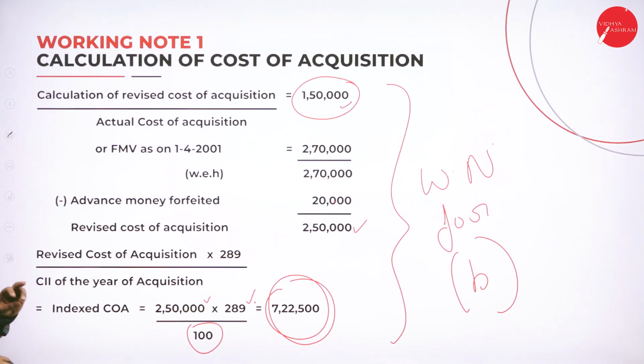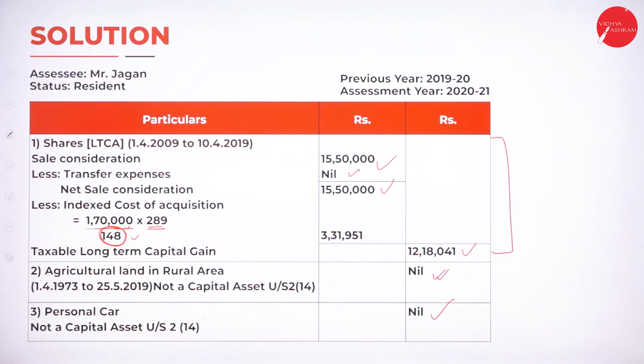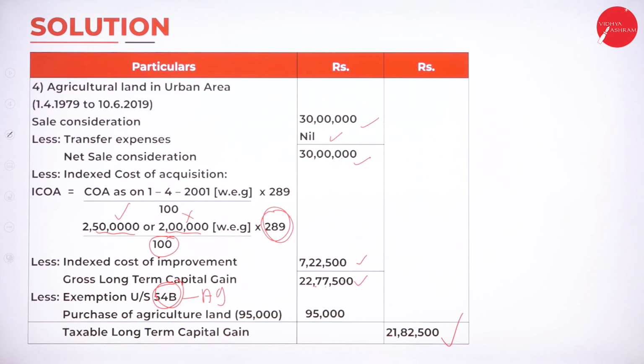Now I'll go back to all the slides of your problem number 3. Yes, this is your problem number 3. 1, 2, 3, 4. First one is what? Shares. The answer for shares. And the second one is agricultural land. It is in a rural area, so nil. Third one, personal car. Anything for personal use, nil. Fourth one, agricultural land in an urban area. Urban area is never considered nil. You have to calculate. So you have to consider the greater value if it is on or before 2001. At the end, we have considered 54B.